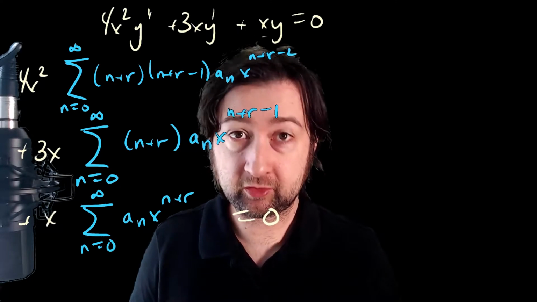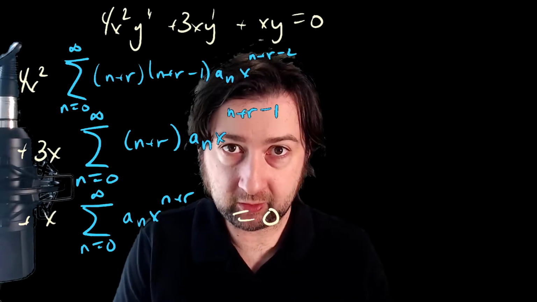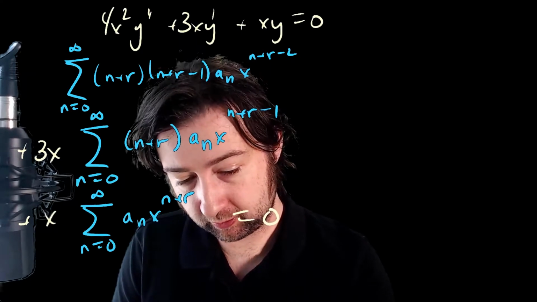So the way that we're going to start is we're just going to multiply all the coefficients in and see what comes out. So for the first sum, what happens? The 4x squared goes inside and we get a 4 right here.